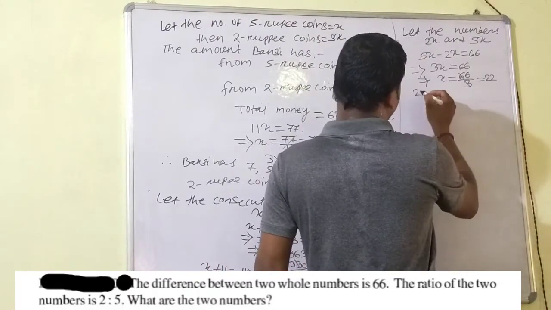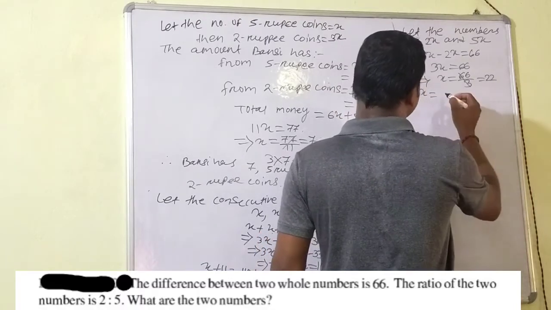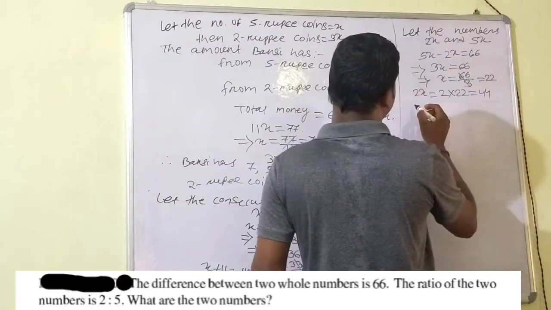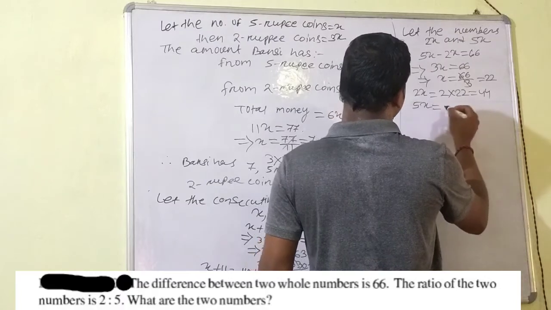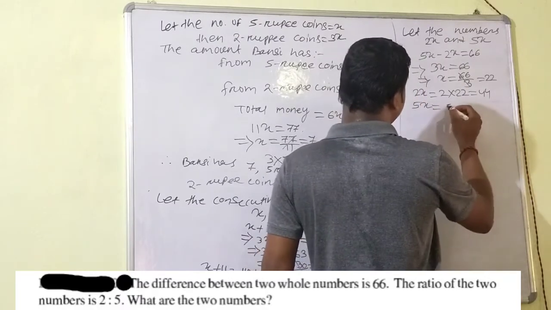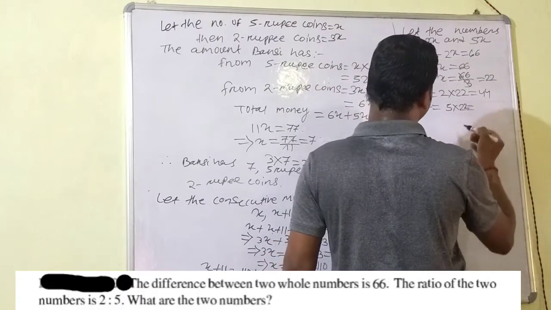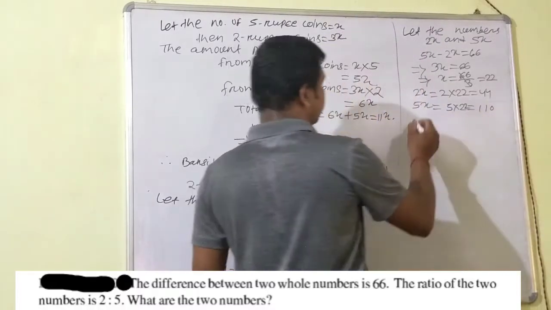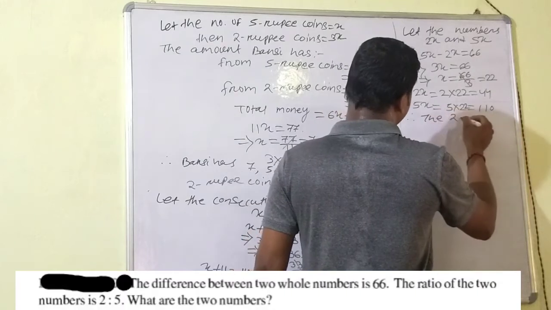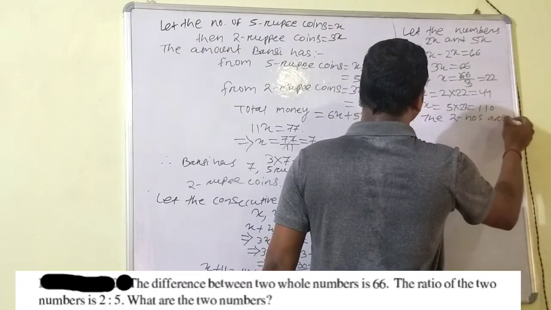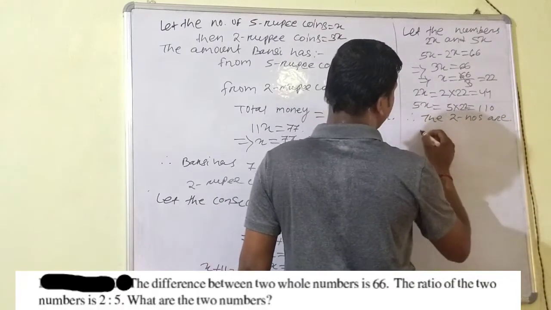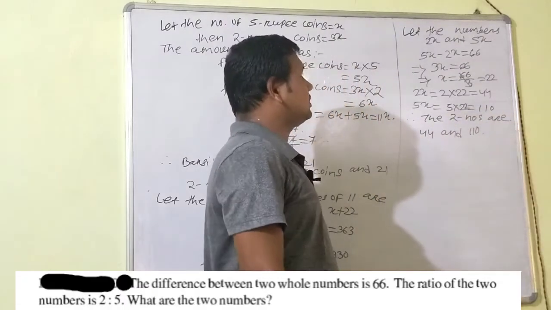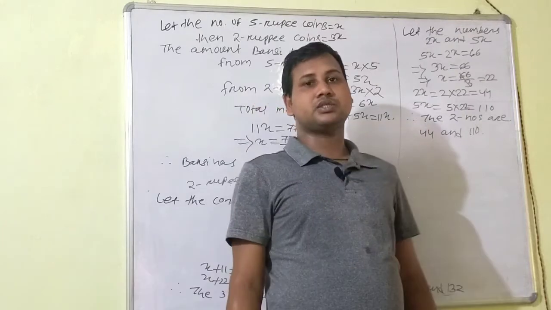So 2x will be 2 into 22, 44, and 5x will be 5 into 22, that is 110. Okay. Therefore, the two numbers are 44 and 110. Okay. This is a number related question.